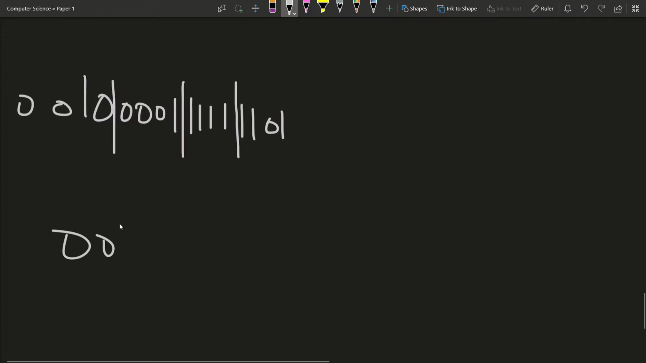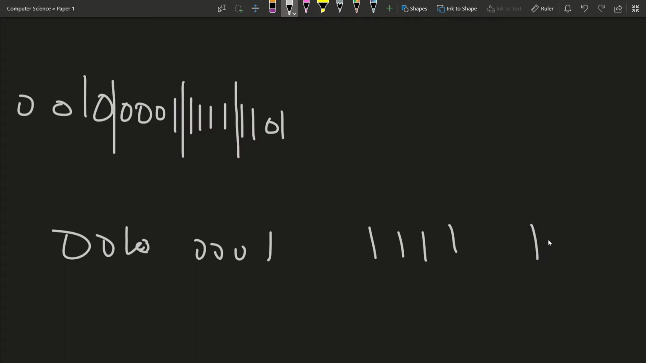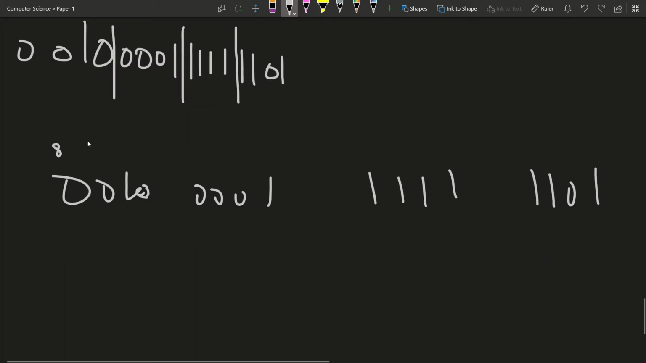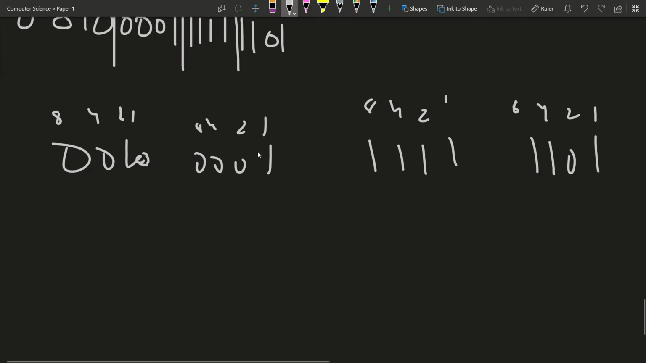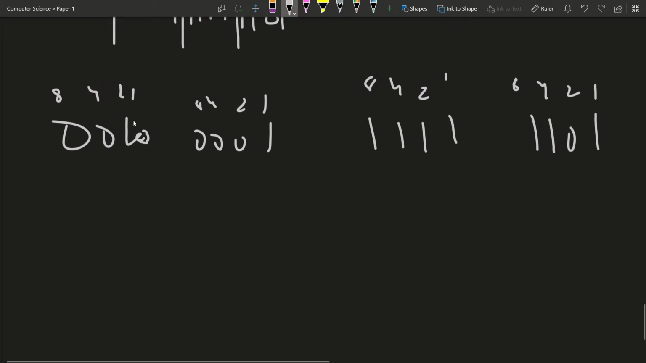So 0, 0, 1, 0, 0, 0, 0, 1, 1, 1, 1, 1, and 1101. So 8421, 8421, 8421, and then 8421. So in here it's just 2. So 2, 1. This is going to be 15 because 8 plus 4 is 12, 14, 15. So F. And then 8 plus 4 is 12, 12 plus 1 is 13, 13 is going to be D.